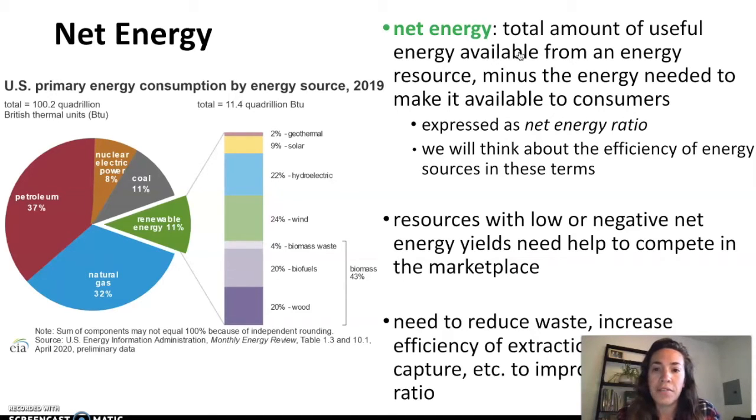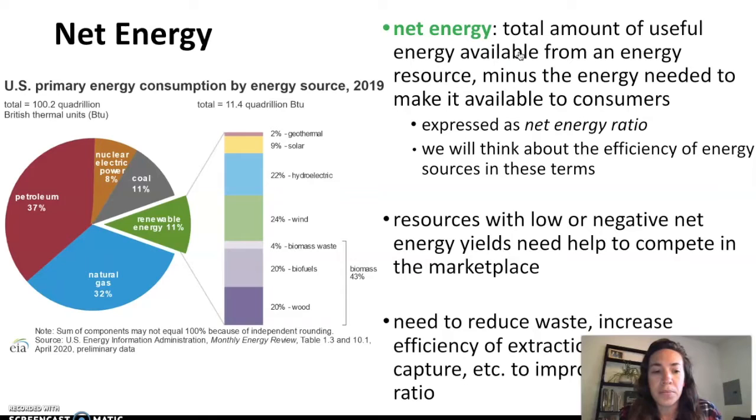And if you have a net energy ratio that you don't like, you can reduce the amount of waste that's produced from your particular resource, increase the efficiency of the extraction process for your resource, increase efficiency of how it's transported, captured, etc., whatever it is, in order to improve that ratio.